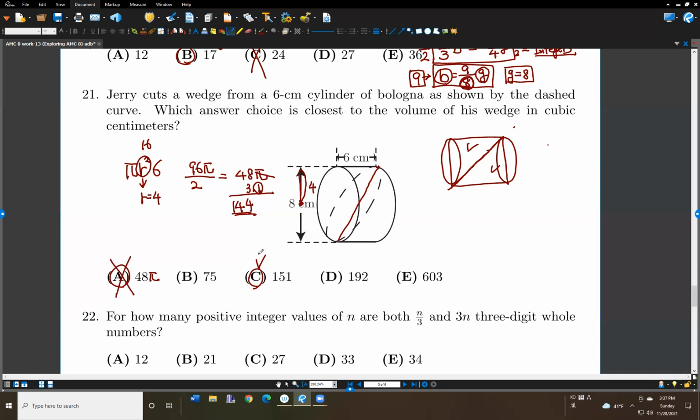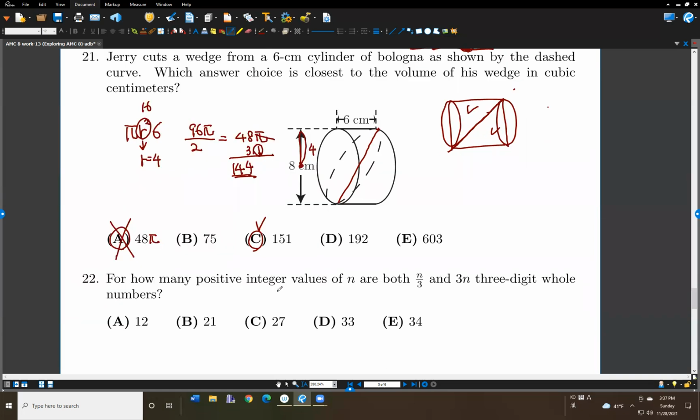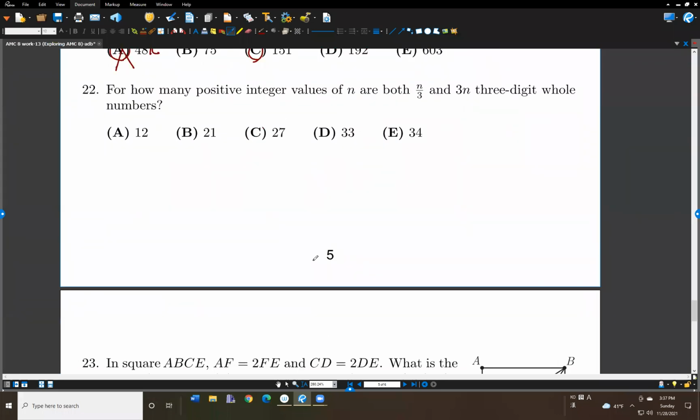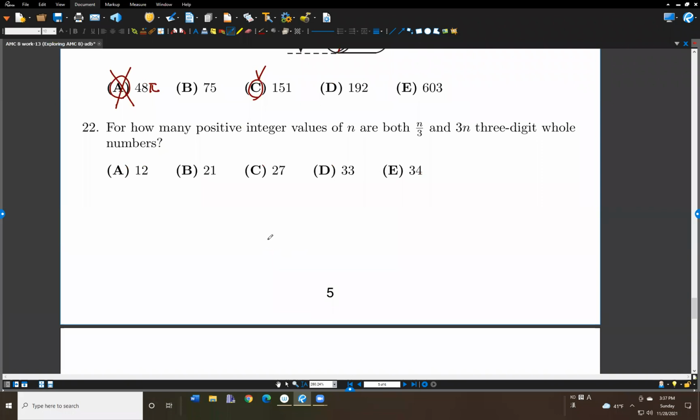Any questions about number 21? No. Very good. All right, number 22. That is not hard, but not easy for your grade either, so try to understand. I got B.